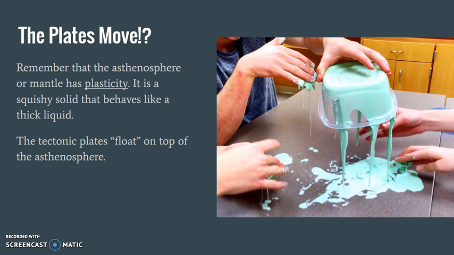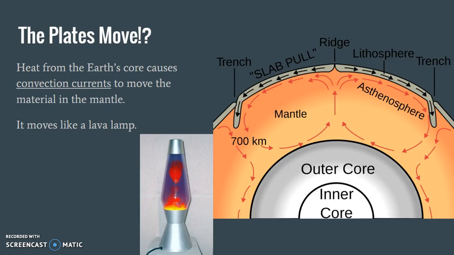Plates move, really. Remember that the asthenosphere, or mantle, has plasticity. It's a squishy solid that behaves like a thick liquid. Here's an example of a solid with plasticity. Some people call this oobleck. You make it with cornstarch. It pours like a liquid, but when you squeeze on it, it acts more like a solid. It's a very strange material. Tectonic plates of Earth float on top of the asthenosphere, so they are floating on top of this material that has plasticity.